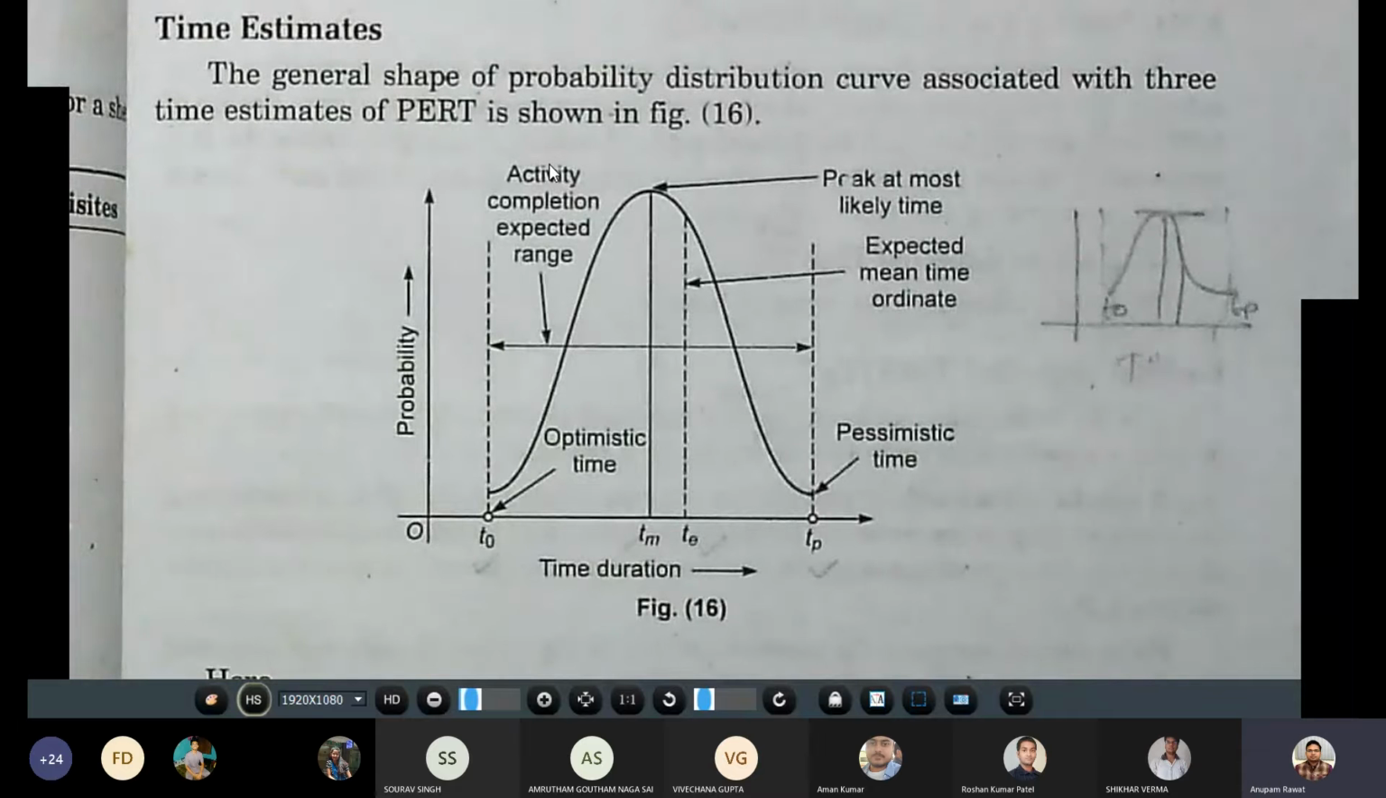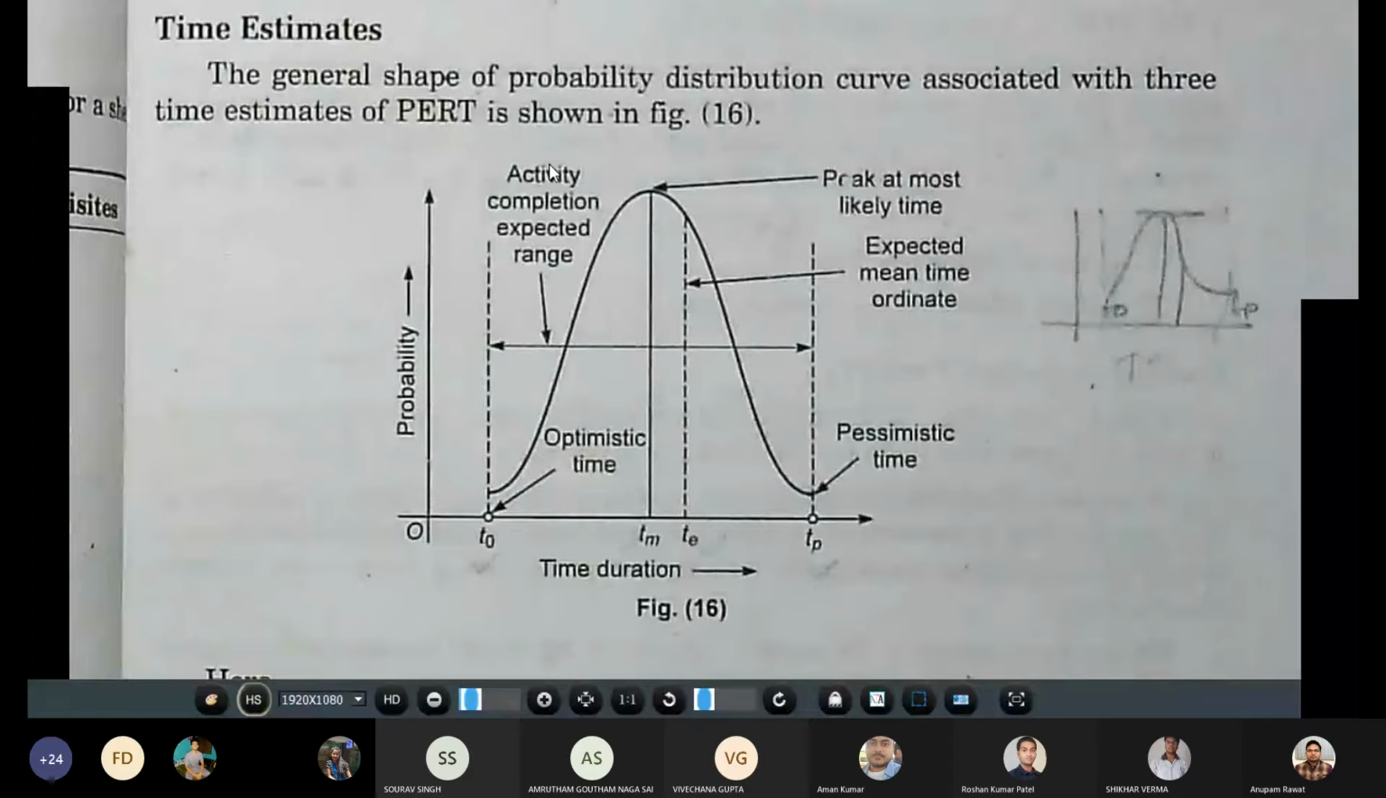The PERT system was developed and is used frequently for research and development. I already told you about that. Why is it so? Because there are a lot of uncertainties. In a CPM project, we have certainties. In a PERT project, we have uncertainties. These are research projects, and we are not able to exactly predict how much time an activity will take.